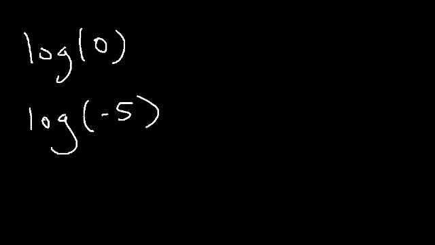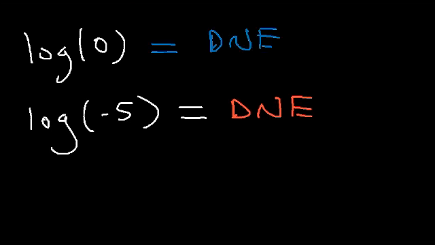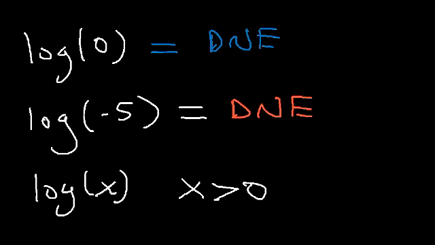By the way, what do you think log of 0 and log of -5 is equal to? Log of -5 does not exist. You cannot have a negative number inside a log, and log of 0 doesn't exist. So the number inside of log, let's say if you have log x, x has to be greater than 0, not equal to it, but greater than 0. So you can have a 0.01 inside of a log, but you can't have 0 or a negative number.